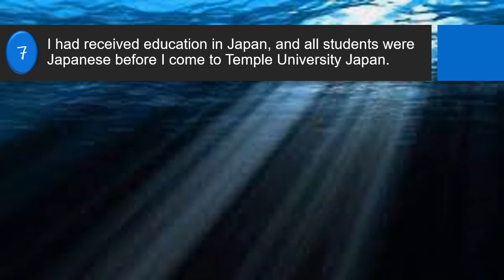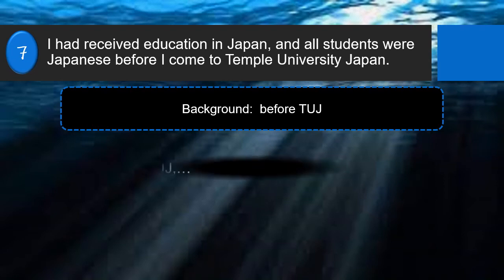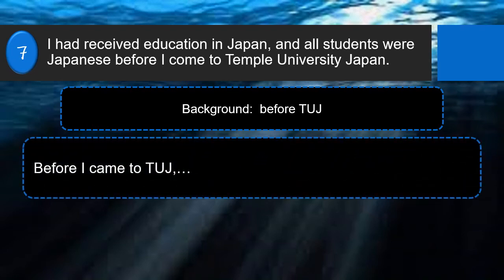Number 7. I had received education in Japan, and all students were Japanese before I come to Temple University, Japan. First, the background is before TUJ, before coming to Temple University. Therefore, it should be first, before I came to TUJ. This is a very common issue with non-native speakers writing, putting the background information at the end of the sentence when it should be at the beginning.